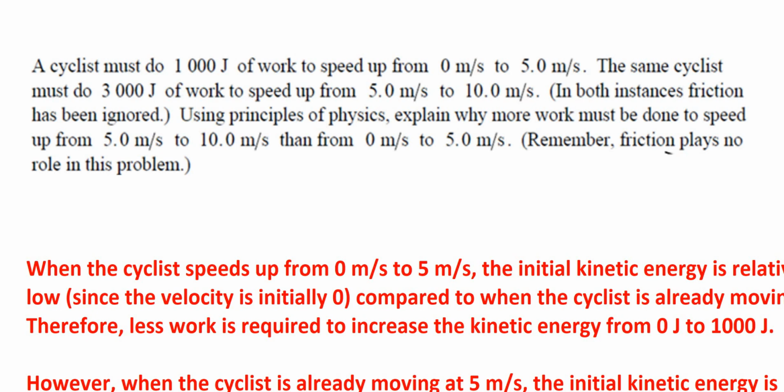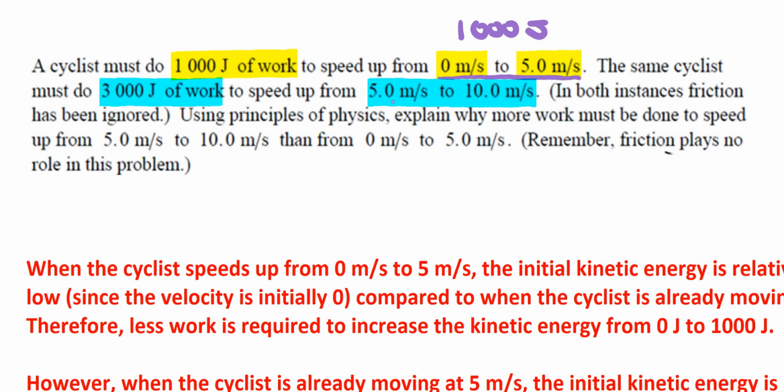All right, here's a random energy problem here, and it's a word problem where you need to explain the proper solution. So for this problem, we have a cyclist who must do 1,000 joules of work to speed up from 0 meters per second to 5 meters per second. Now, the same cyclist must do 3,000 joules of work to speed up from 5 meters per second to 10 meters per second. So that case requires 3,000 joules of work.